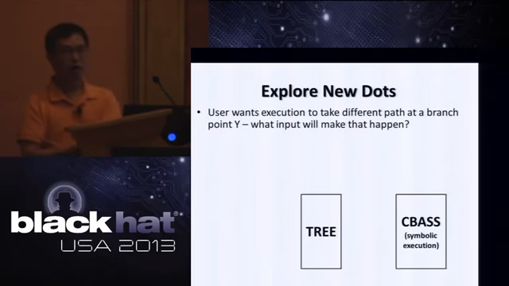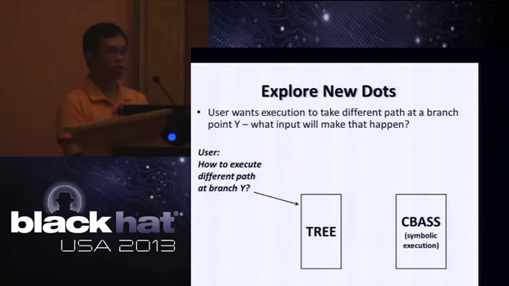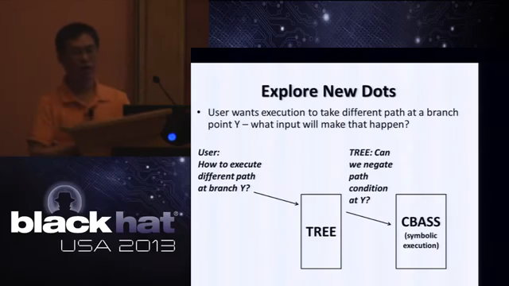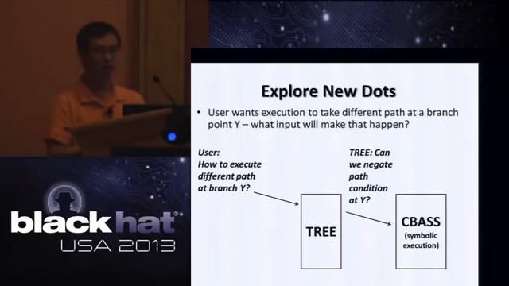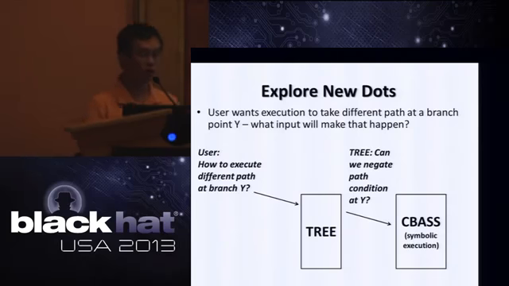So tree and CBASS together can help you answer the questions. At a high level, the users ask the question through the trace GUI by clicking on a button to say, how can I execute a different path at this particular branch point? Tree will rephrase the question and send it to CBASS. Basically, it's saying, can we negate this path condition? Last time it's a false, we took the false branch. Can we take the true branch this time? Then CBASS utilizes a technique called symbolic execution.